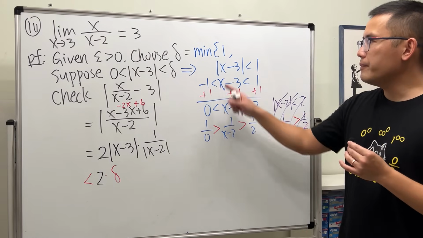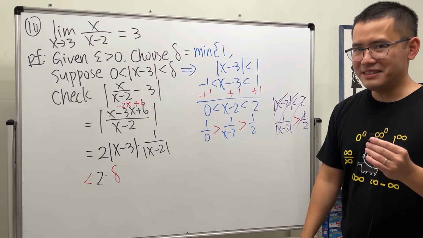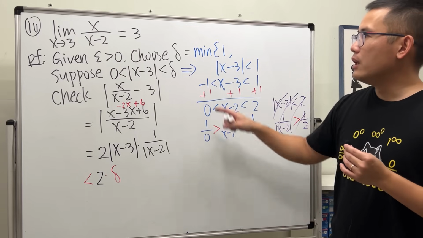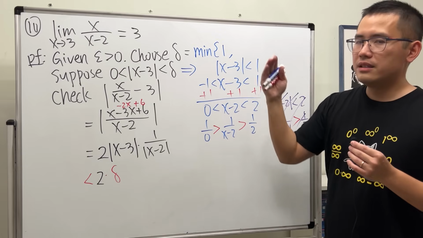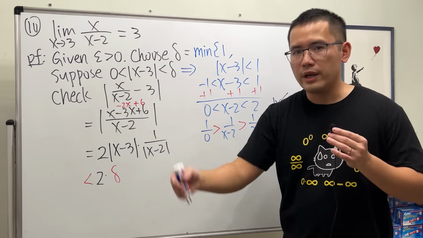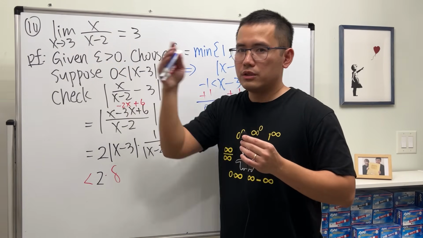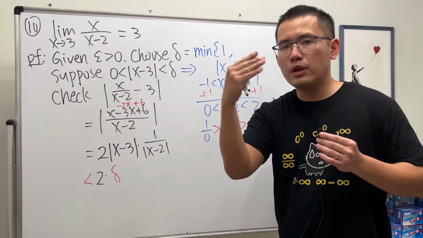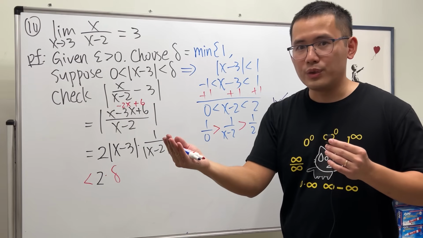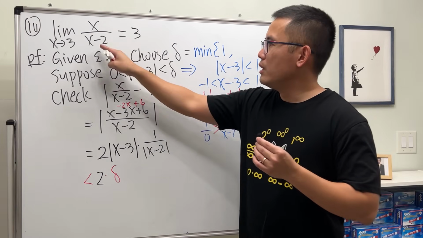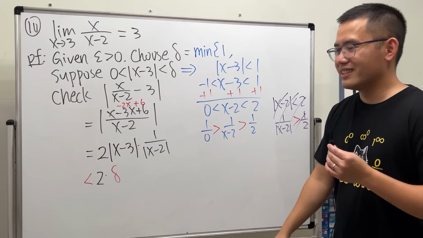Think about why this time the 1 doesn't work. Got it? Okay, I'll tell you. The reason that the 1 doesn't work is that, remember, 1 is the distance from 3, right? X is approaching 3. So if you look at 3 and go to the left 1 unit, what do we get? We get 2. What's x minus 2? 0. Doesn't work.